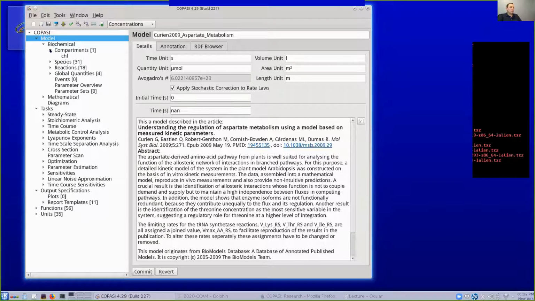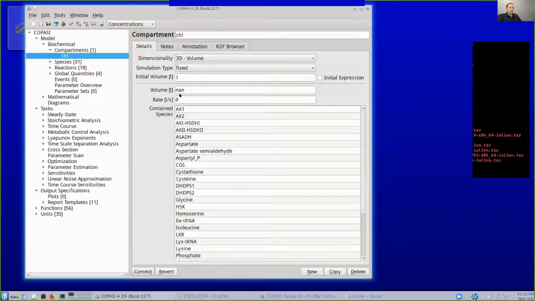So it shows compartments. There's only one compartment here. It's a chloroplast. I can show you. It shows the compartment name. They just called it CHL. Says it's a 3D compartment. It has a fixed volume. The volume is, in this case, 1 liter. So it's a very, very big chloroplast. But many authors, they don't care about volume. And so many times they just put it unit volume.